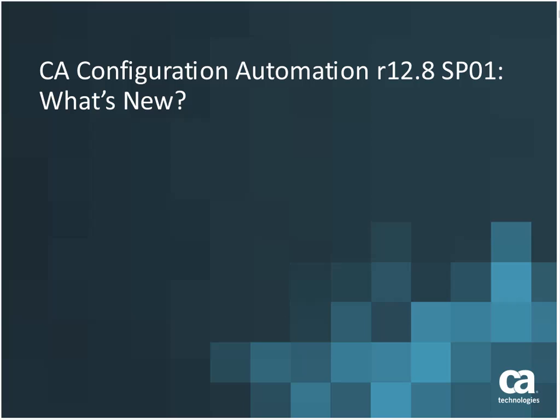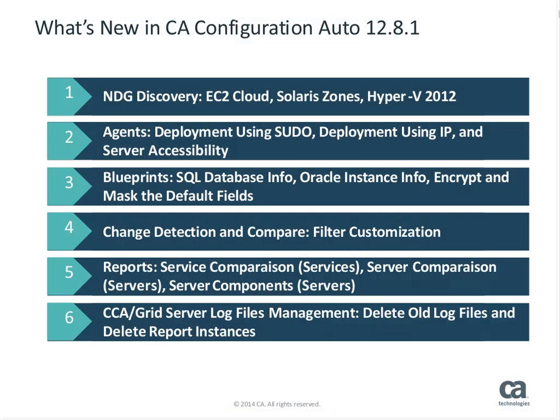CA Configuration Automation released 12.8 SP01. And if you're unaware, it actually came out at the end of May. May 27th, it became GA and is readily available for download for yourselves and other clients to upgrade to the latest release. So I'm going to pick a few of these, 6, 7, 8 items that I want to let you be aware of with 12.8.1.